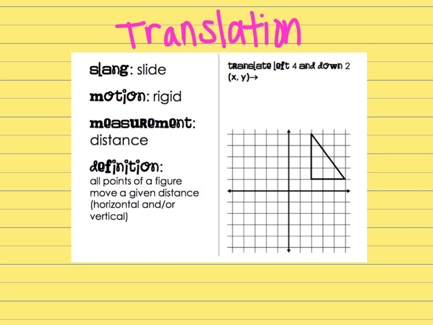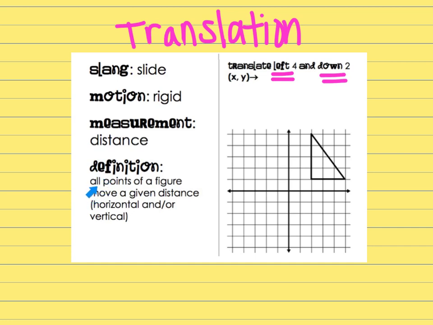The first one we're going to look at is translation, and this gives you a definition. It says that the slang term is going to be slide. The shape is just going to slide somewhere, and it's going to be measured in distance, either left or right. So that's kind of small. It might move just left or right, or it could move both positions, left, right, and then up, down. So you just have to look and see what's happening.